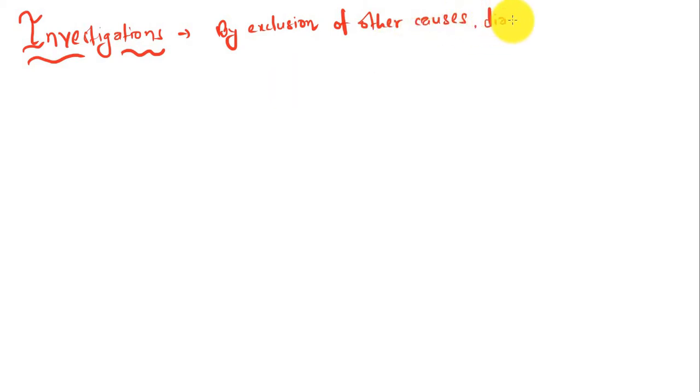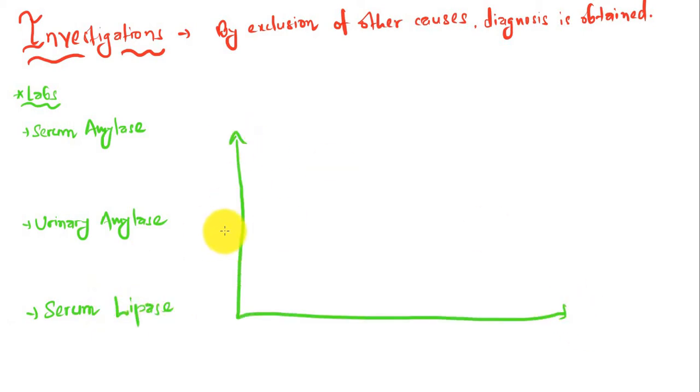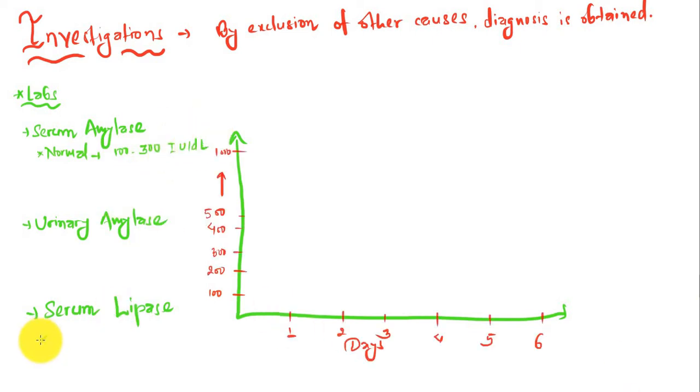Investigations. The diagnosis is established by exclusion of other causes. Let's talk about labs: serum amylase, urinary amylase, and serum lipase. Here we will explain these labs in the curve. The normal level of serum amylase is 100 to 300 international units per deciliter, and serum amylase is non-specific, while serum lipase is specific. Non-specific in the sense that an increased level of serum amylase does not necessarily mean acute pancreatitis.